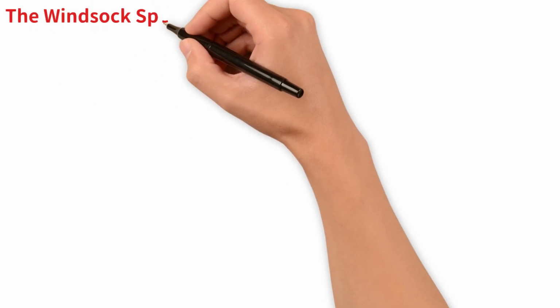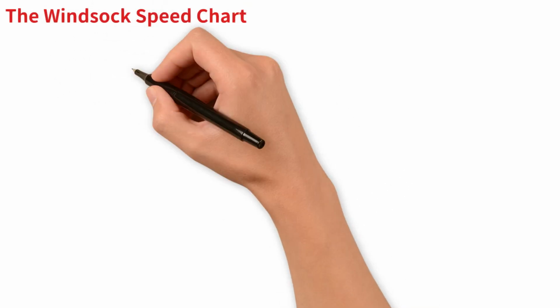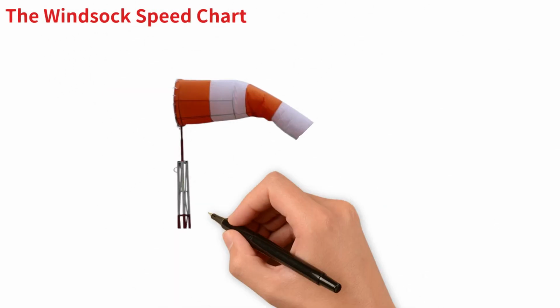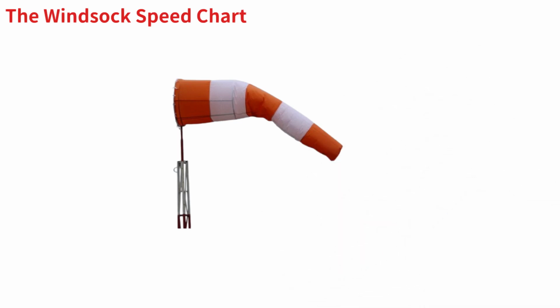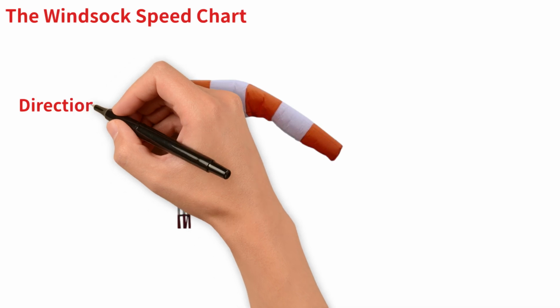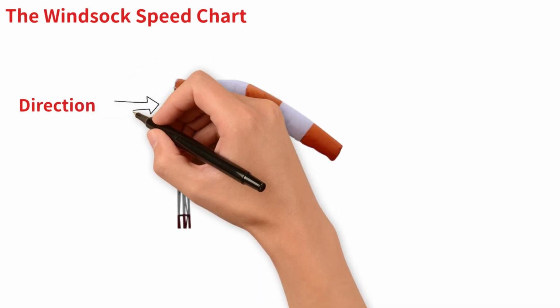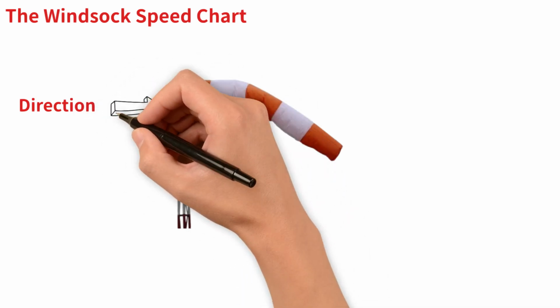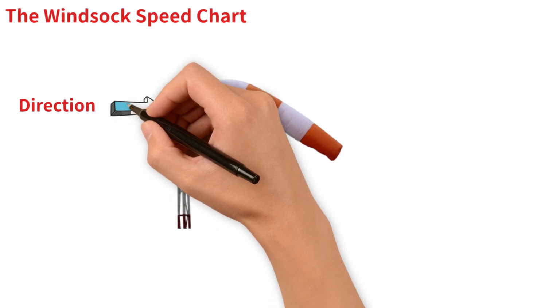The windsock speed chart. As we have seen, wind direction is relatively easy to determine. The observer should look at the direction the windsock is flying to know where the wind is blowing from. When it comes to wind speed, there's something users must memorize.